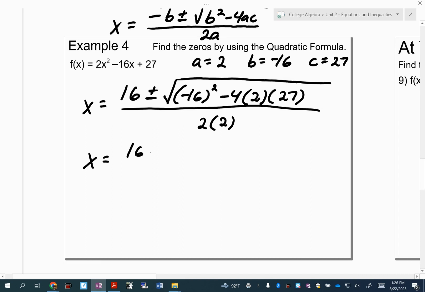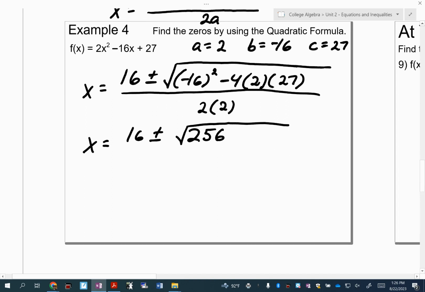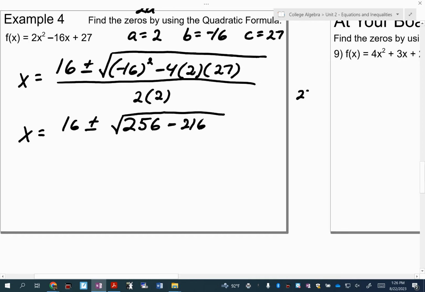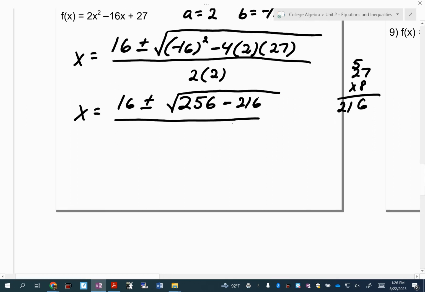So let's clean up the inside. -16 squared is 256. And then this is going to be 4 times 2, which is 8. Let's see if we can do 27 times 8. Let's do 30 times 8, which is 240, and then take away 24. So I'm going to go with 216. I think that's right. Let me do a quick little math over here. If you've got your calculator, go for it. 256 minus 216 is 40. I was right, 216. Look at that. All over 4. Subtract inside, and you get the square root of 40 over 4.